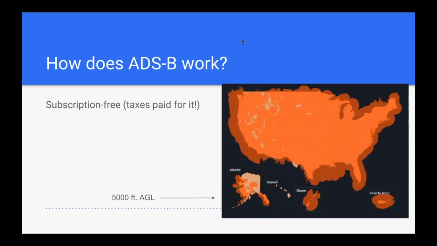And of course, the major benefit with ADS-B is it's subscription free. I won't say it's necessarily free because your tax dollars did pay for the construction of this, but there is no monthly fee for the weather. So you can just turn on an ADS-B receiver and start receiving the weather.